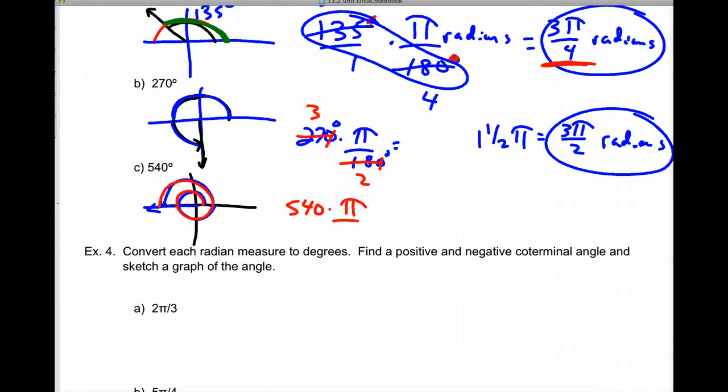Let's check it out. Zeros cancel, 54 over 18 is 3. 3 pi radians.